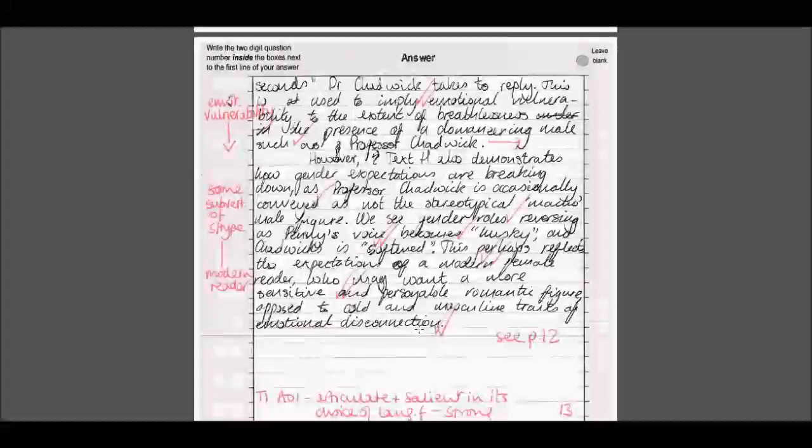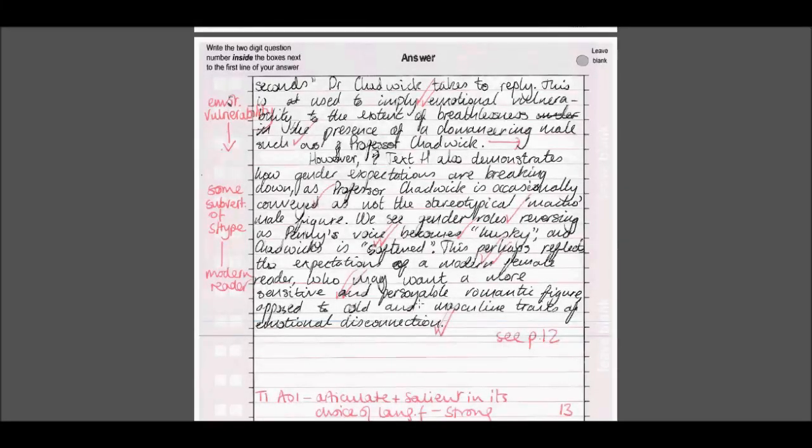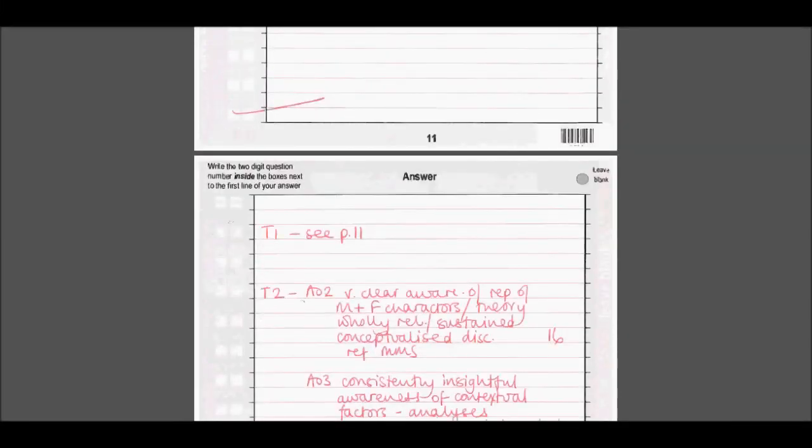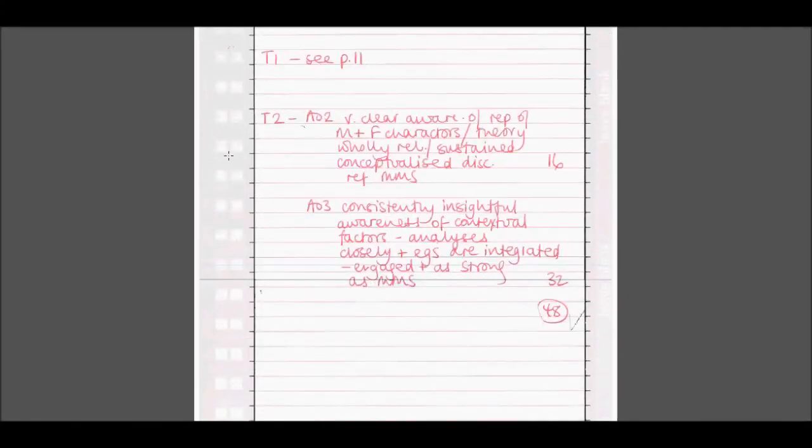So really, really strong conclusion. We're not necessarily thinking just of gender roles, but how they may be subverted within this extract. And I think this candidate ends on a really, really strong point to sum up a fantastically strong essay. I'll just scroll down to show you the final summative comments of the examiner, and this is task 2. So for AO2, the examiner thought that it was a very clear awareness of the representation of male and female characters and theory, wholly reliable and sustained conceptualised discussion.